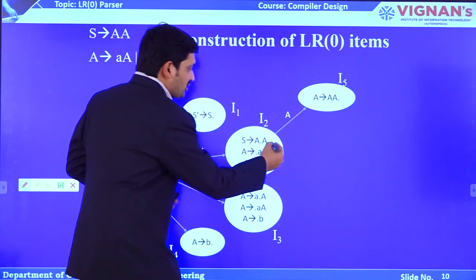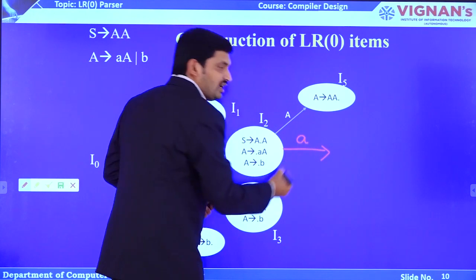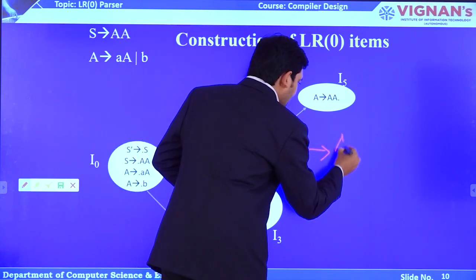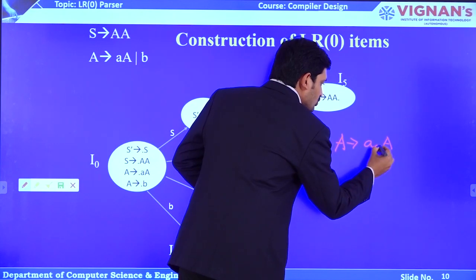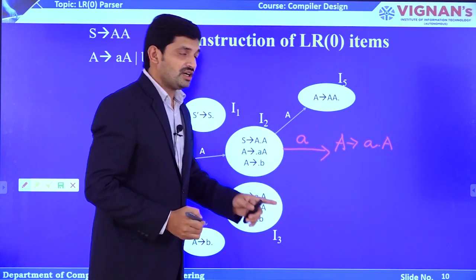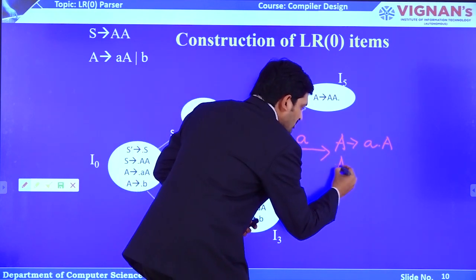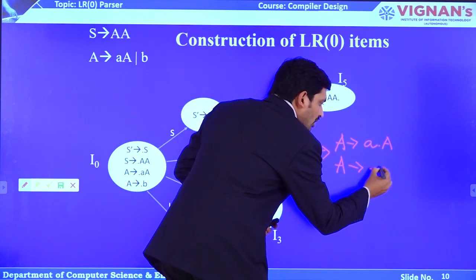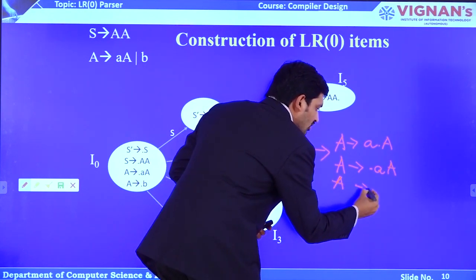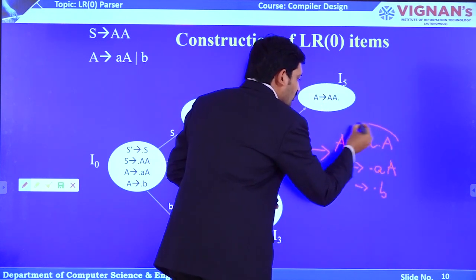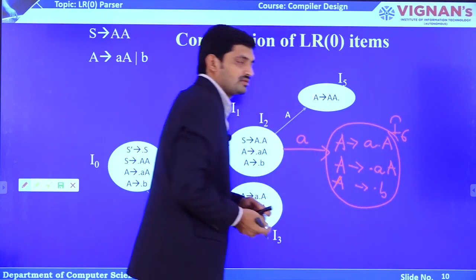Come to the next production. I have to write on capital A. If I process on A, I have to write A tends to a A dot capital A? Rather, A tends to a dot capital A. But because of this capital A, I have to write all the A productions: A tends to dot aA and A tends to dot b. So take this as a new state named I6.